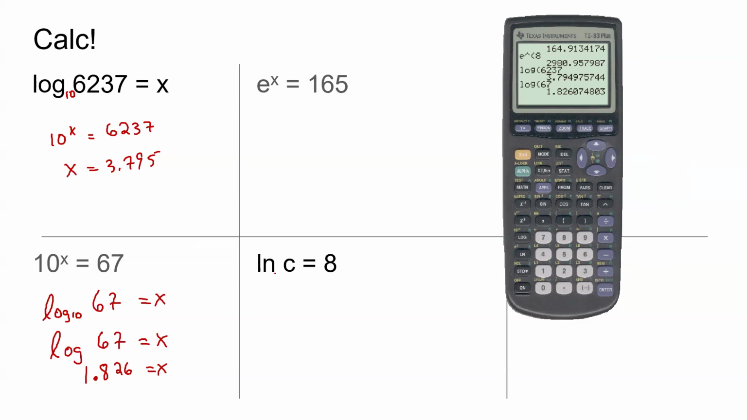Right here's a natural log function. The base is understood to be e. I don't need to put it if it says ln. It's understood to be e. But e to the 8th is the number I'm looking for. I've got e to the something on my calculator, so go second e to the x. The exponent is 8 in this case, and that's that 2980.